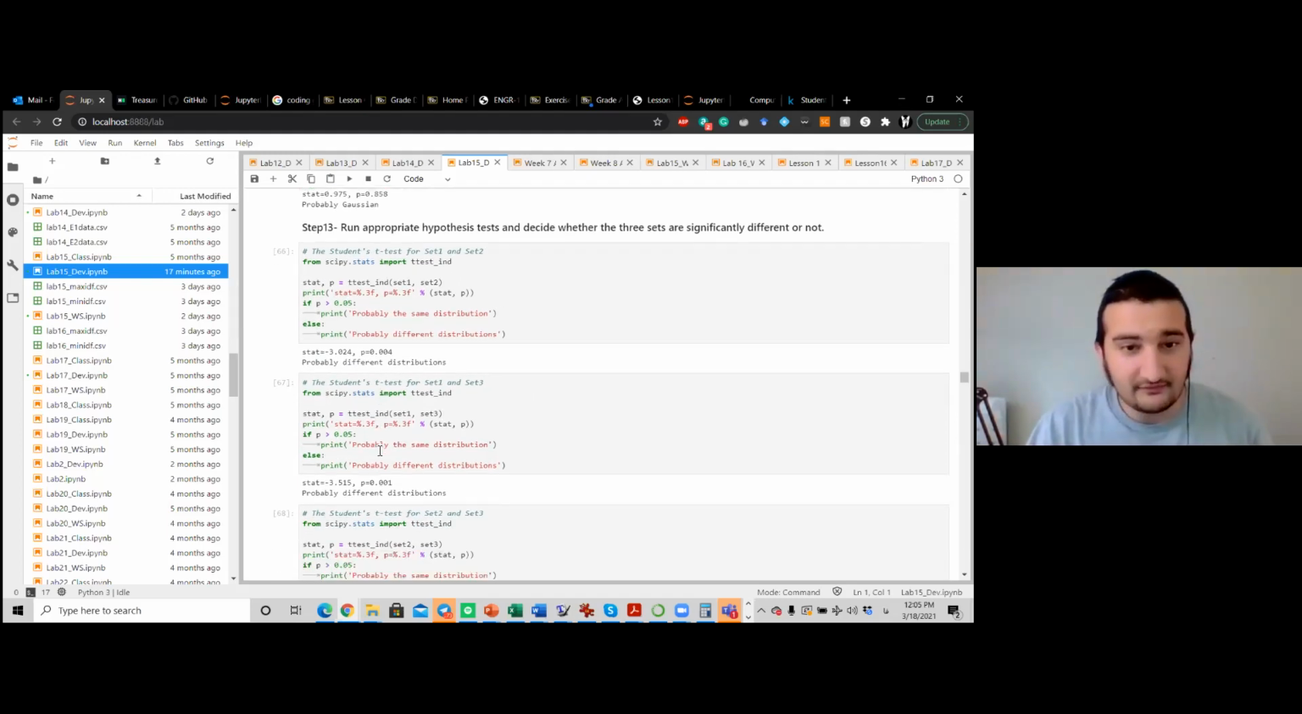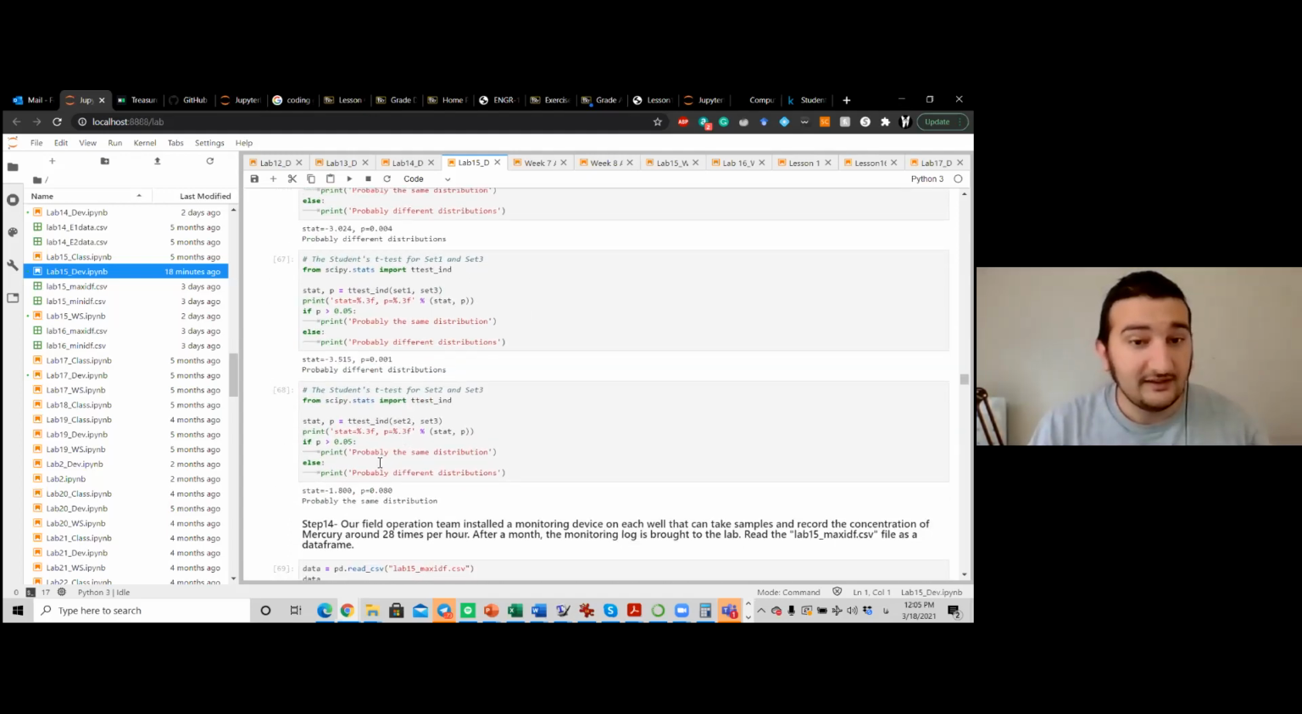Let's do the same thing for set one and set three. This time we get a p-value that's even smaller, 0.001. And again, we say that probably set one and set three also belong to different distributions. Then we run it for set two and set three, and we get a p-value of 0.08, which is slightly bigger than our significance level. So we do not have enough evidence to reject the null, and we just say that they probably belong to the same distribution. So far in our analysis, who was right? The brave Brandon or the rest of you?